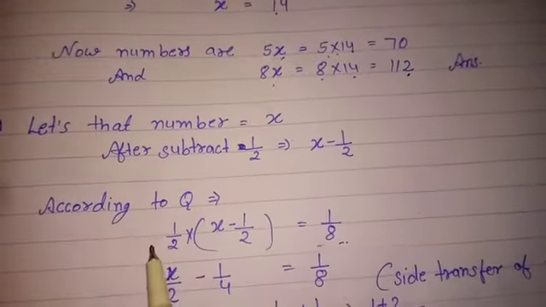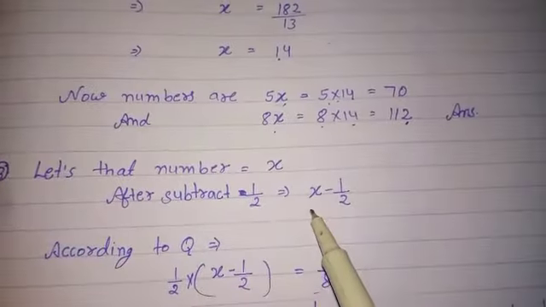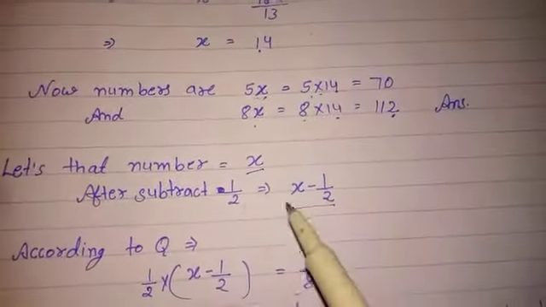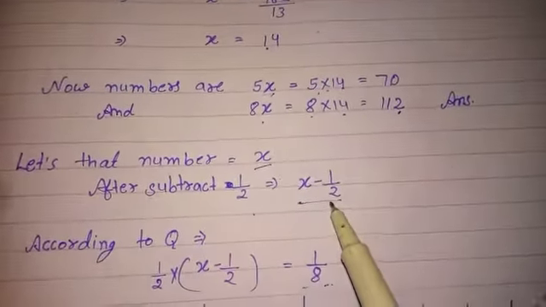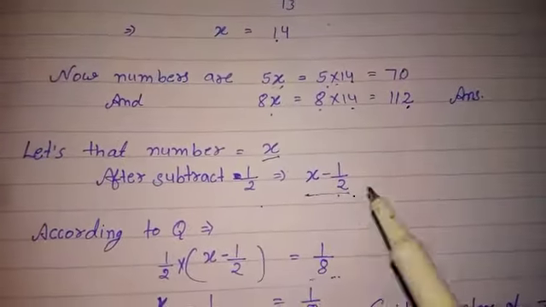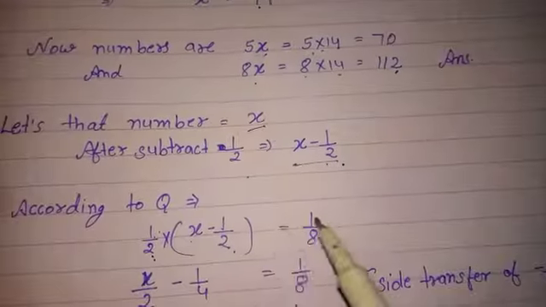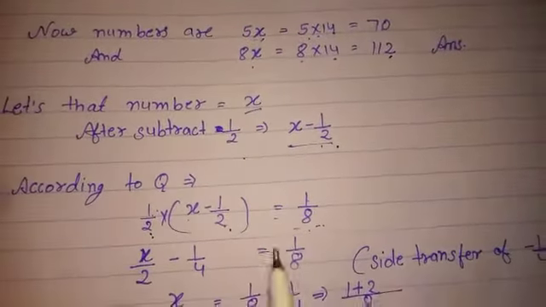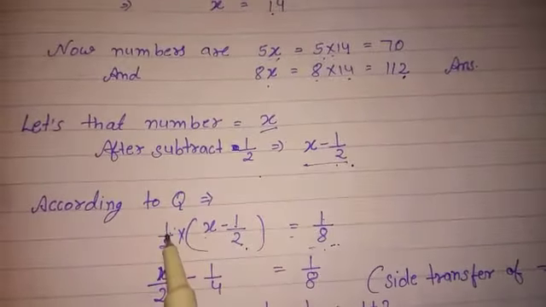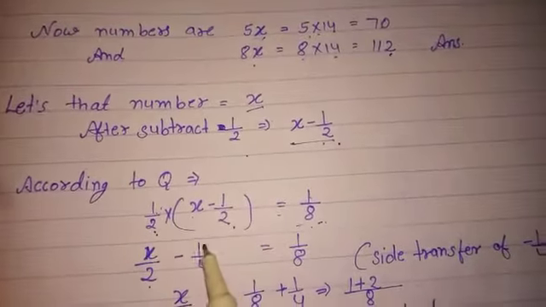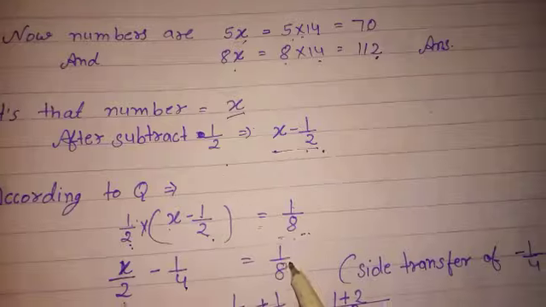So firstly I subtract 1 upon 2, so let that number be x. So after subtracting 1 upon 2, we get x minus 1 upon 2. Now we multiply by 1 upon 2, so x minus 1 upon 2 multiplied by 1 upon 2 is equal to 1 upon 8. So firstly I multiplied these both, so x upon 2 minus 1 upon 2 times 1 upon 2, which is 1 upon 4, is equal to 1 upon 8.